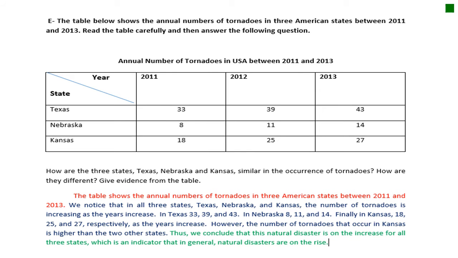Finally, the chart here, as you notice, we have a table with 3 different states: Texas, Nebraska, Kansas, mentioned in the article as areas where a lot of tornadoes take place. The table shows the annual numbers of tornadoes that occur in these 3 American states between 2011 and 2013. Let's read it carefully and analyze it. And my question was here: how are the 3 states, Texas, Nebraska, and Kansas, similar in the occurrence of tornadoes? How are they different? Give evidence from the table.